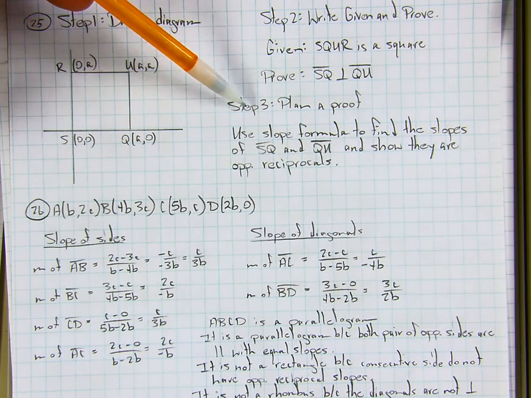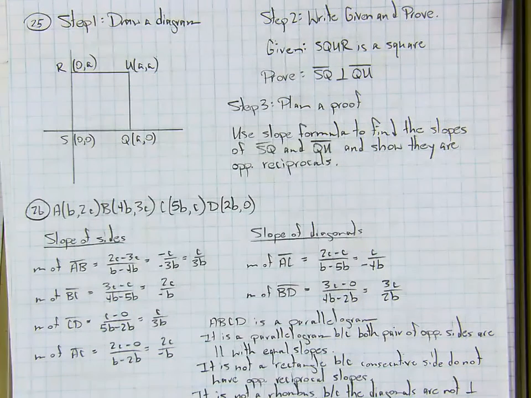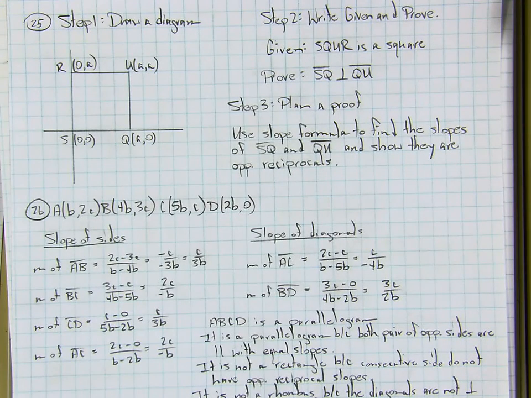And my plan for the proof is to use the slope formula to find the slopes of SQ and QU and show that they are opposite reciprocals. Of course, we could have found the slope of all 4, and then we would have seen that all consecutive sides were perpendicular. But remember, if it's a rectangle and it has one right angle, they're all right angles. They're all going to be consecutive the same way.